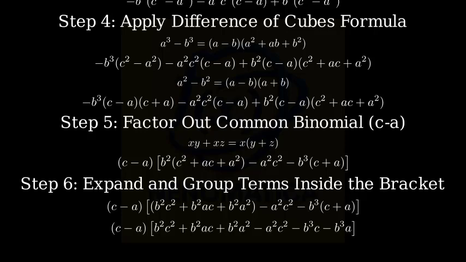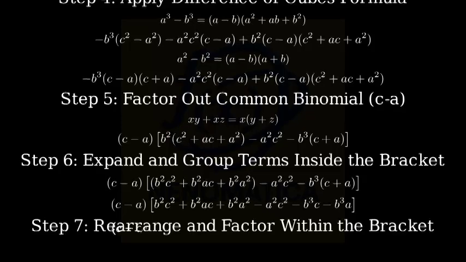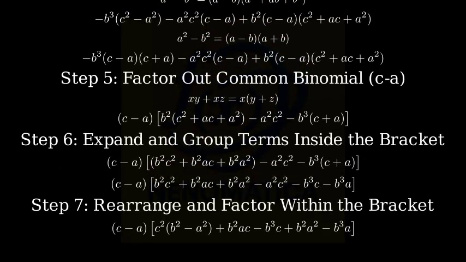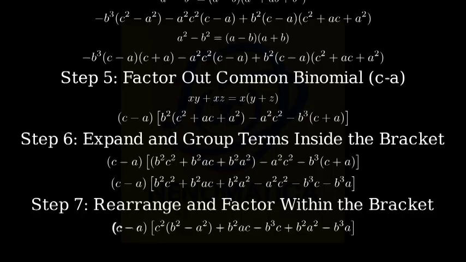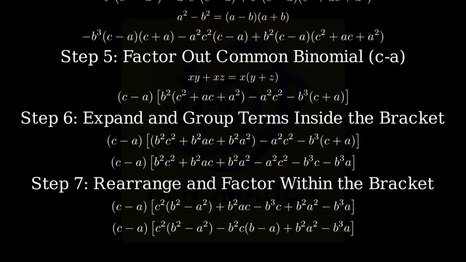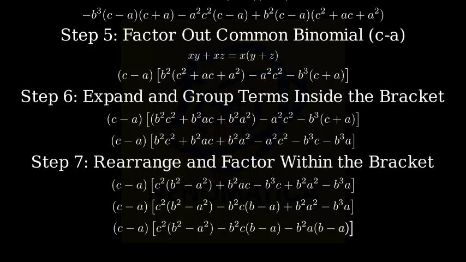Now, let's rearrange these terms to identify patterns that will help us factor further. We can rearrange the terms as: b squared c squared minus a squared c squared is c squared times (b squared minus a squared). b squared ac minus b cubed c is negative b squared c times (b minus a). b squared a squared minus b cubed a is negative b squared a times (b minus a).